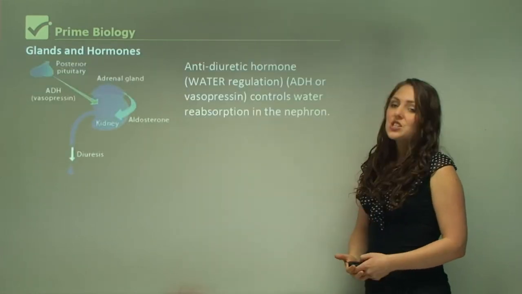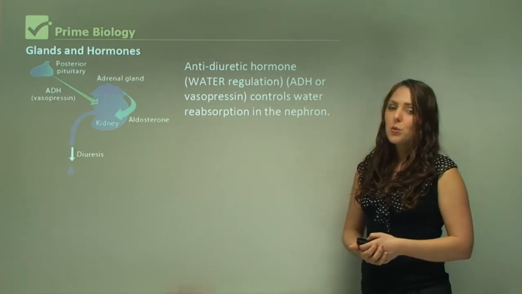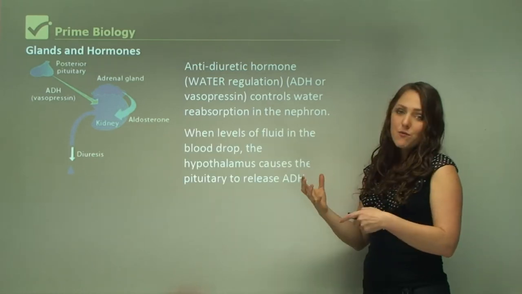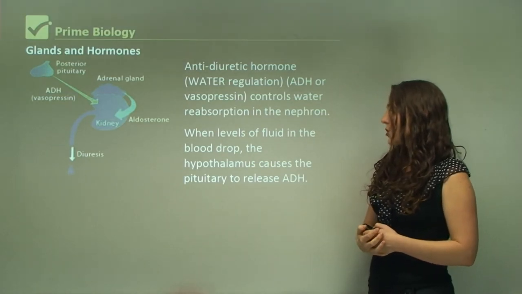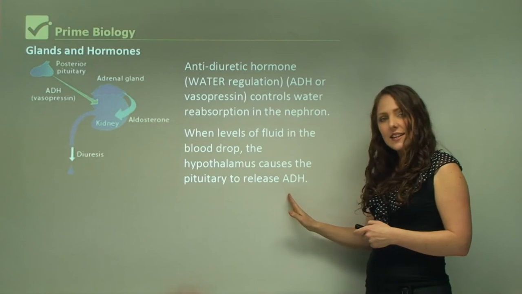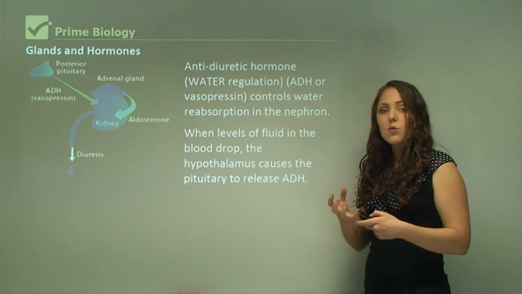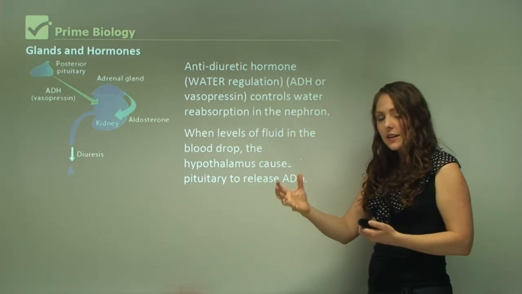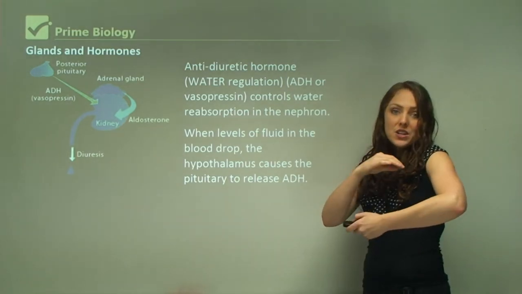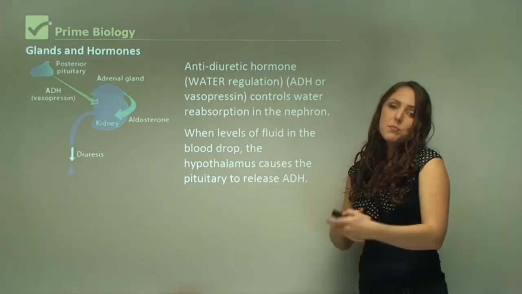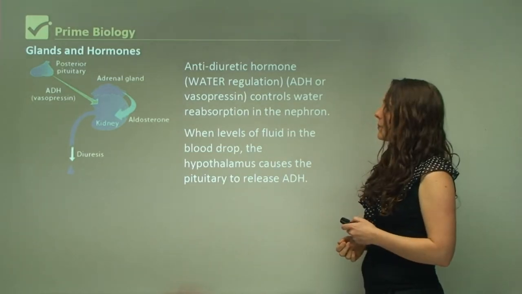Glands and hormones. The anti-diuretic hormone released from the pituitary gland controls water reabsorption in the nephron. The nephron is a section in the kidney. When levels of fluid in the blood drop, the hypothalamus causes the pituitary to release this anti-diuretic hormone. As a result, the kidney starts to grab water back. When you get the water levels back in, it makes your blood go from thick to more thin, and your body works better with a good consistency of blood.